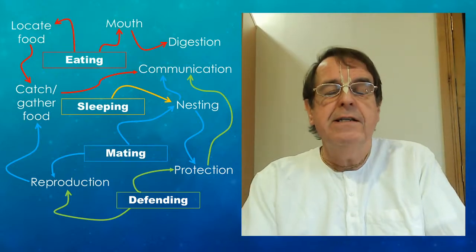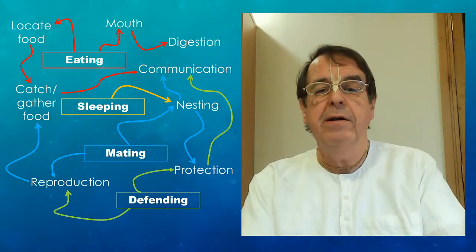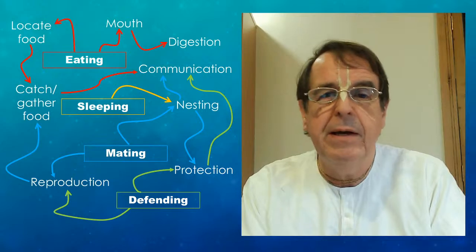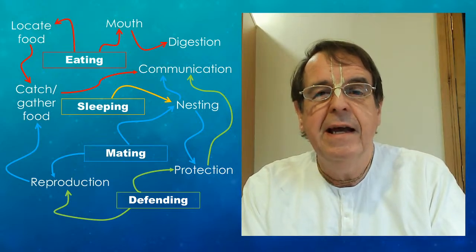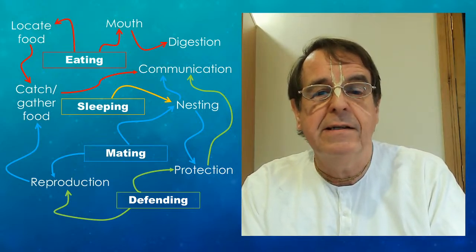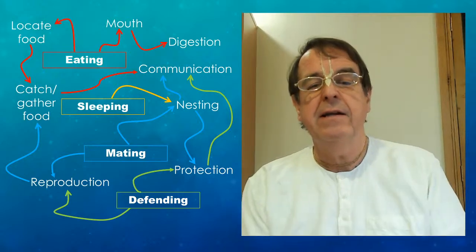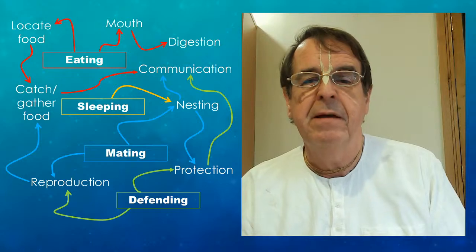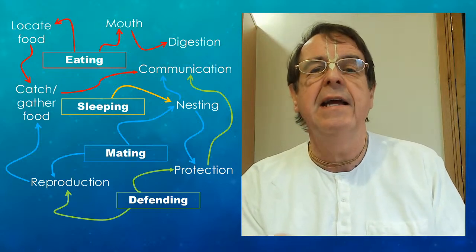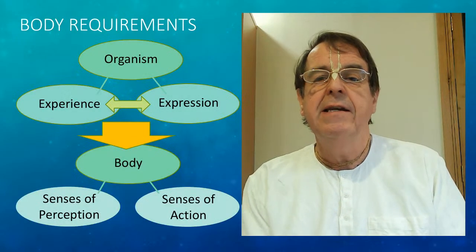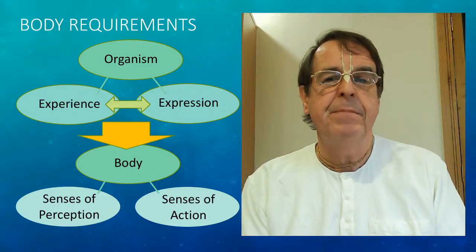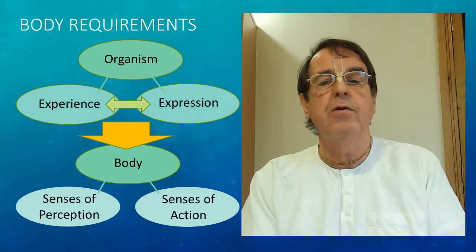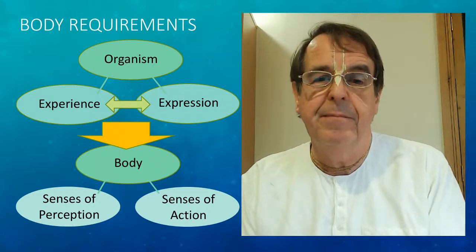So what all of this leads to is that a body, in order to do its job in terms of eating, sleeping, mating and defending, needs quite a few faculties. And these faculties can be described as two sets of physical features. Features that do useful things, i.e. senses. And the senses are in two sets. There are senses that deal with perception, and senses or organs that involve action.